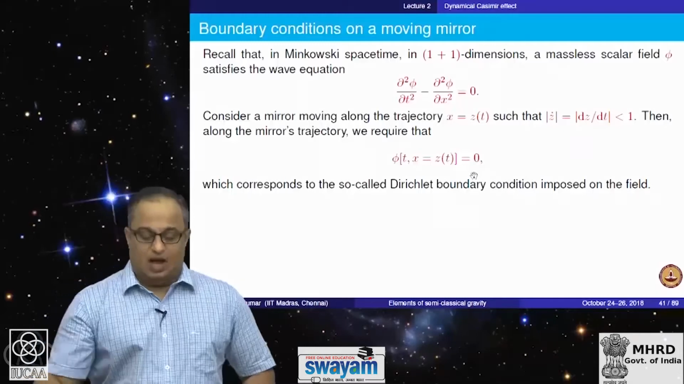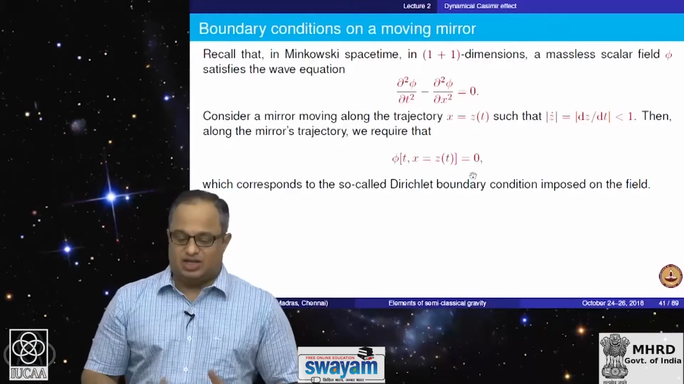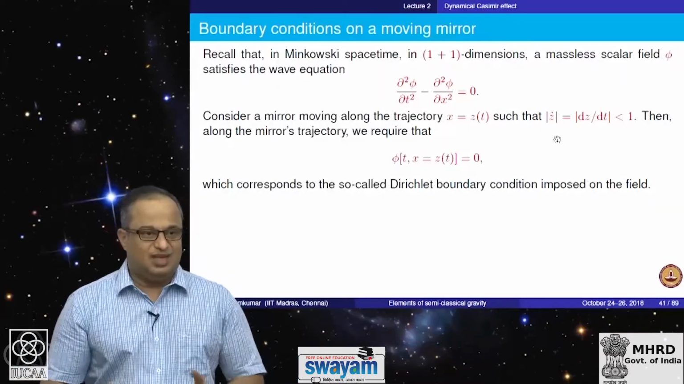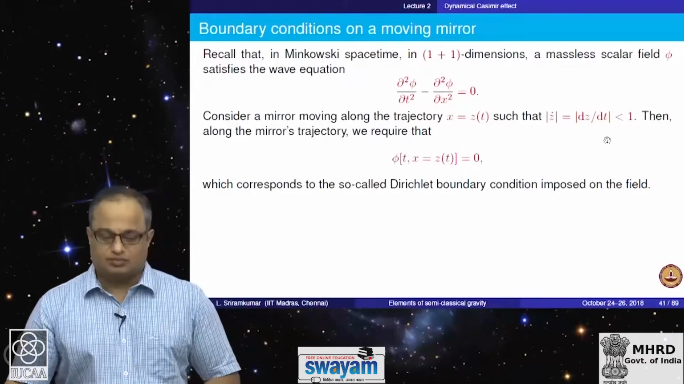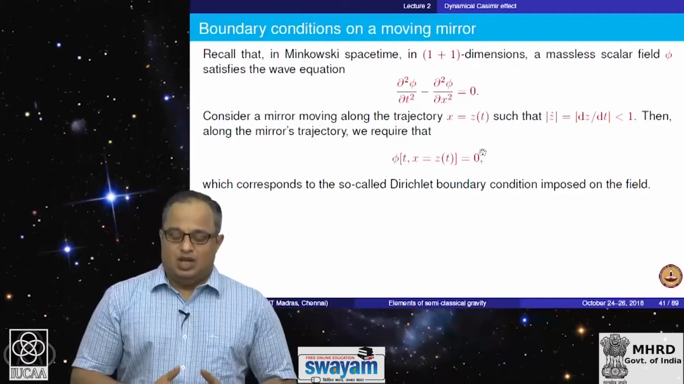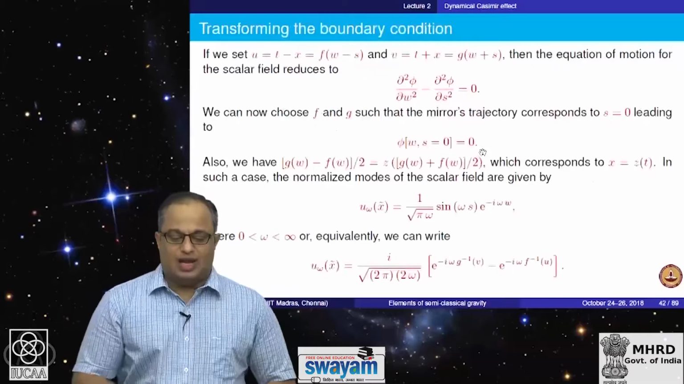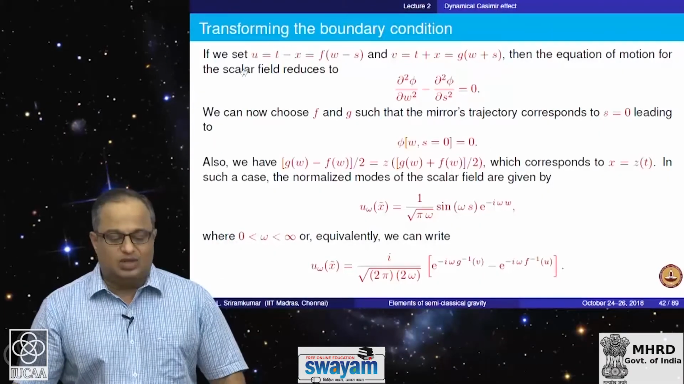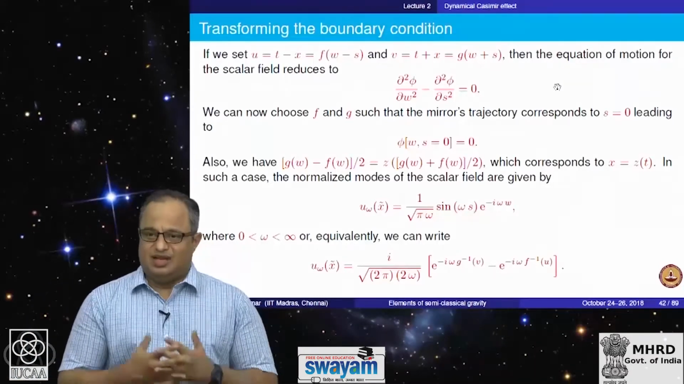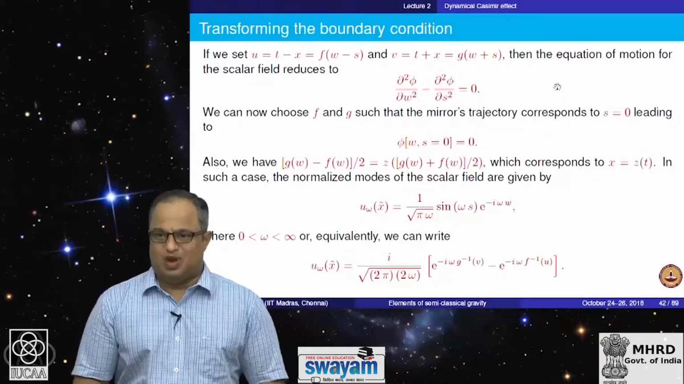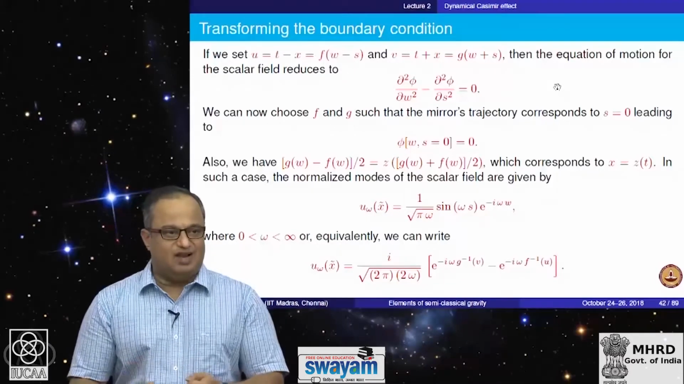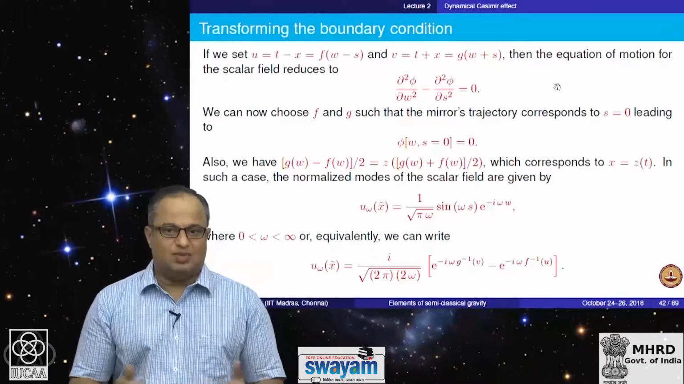Here you have a moving mirror which is described by a trajectory z of t, and remember we are working in units where c is 1, so z dot is the velocity and it has to be less than 1, and we need to impose this boundary condition on the modes. So how do we go about doing that? Well, one can carry out these transformations. In 1+1 dimensions, you are considering a massless field. It is actually conformally invariant in 1+1 dimensions. That is, the action of a massless scalar field is invariant under conformal transformations in 1+1 dimensions. You can show that.